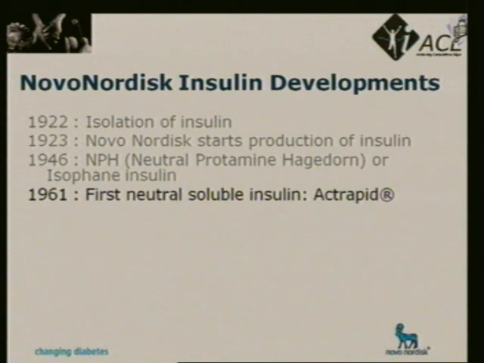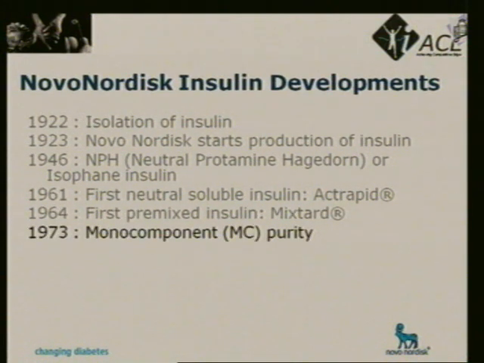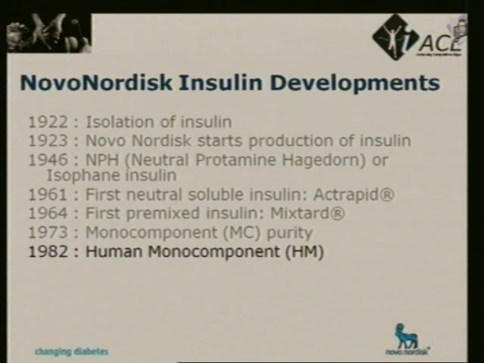And in 1961, the first neutral soluble insulin called Actrapid was discovered, what was in earlier years known as regular insulin. And the first premixed insulin called Mixtard was developed in the year 1964. In 1973, monocomponent purity insulin, the purer forms of insulins, were discovered. And in 1982, the human monocomponent insulin was first discovered.